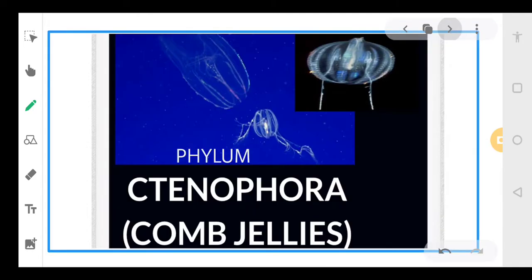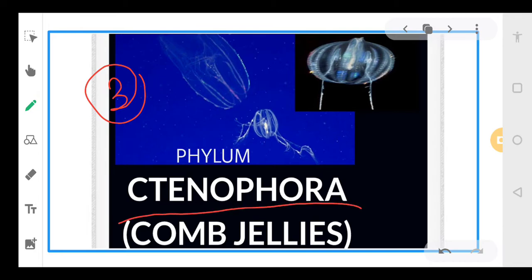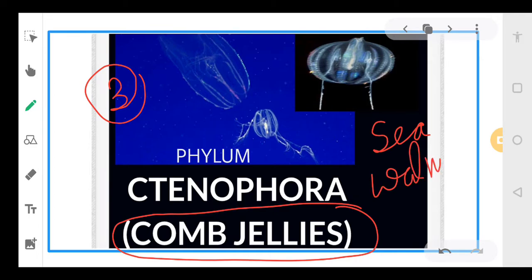Okay, now coming to the third phylum, which is called Stinophora. What do we call the third phylum? Stinophora. They are commonly called comb jellies. Okay, the common name is comb jellies, or we can call them sea walnuts. What do we call them? Sea walnuts, right? We call them comb jellies or sea walnuts.